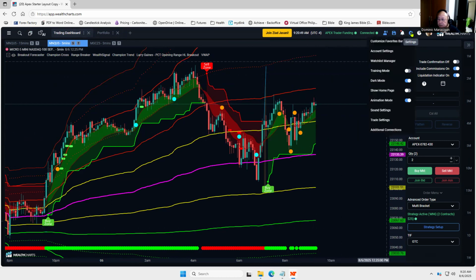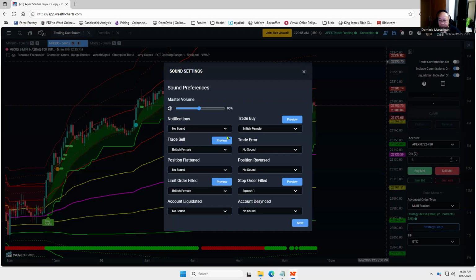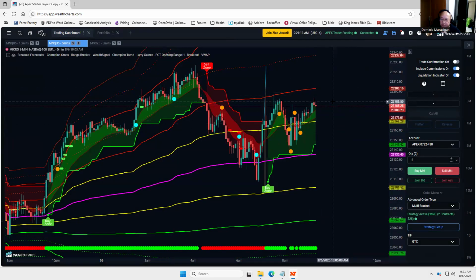So this is your setting right here. It shows your dark mode, right? Sound settings. This is where you want to set, for example, trade buy and fills. That's why I have it all British female, trade sell when you sell. What else do I have here? Limit order filled. And what else? That's about it, if you want to hear voices like that.